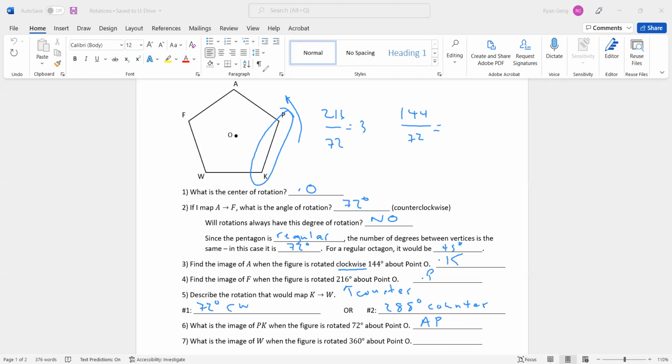Now, could I put PA? No, I can't, because P maps to A and K maps to P, and you have to go in the same order. So AP is the answer here.